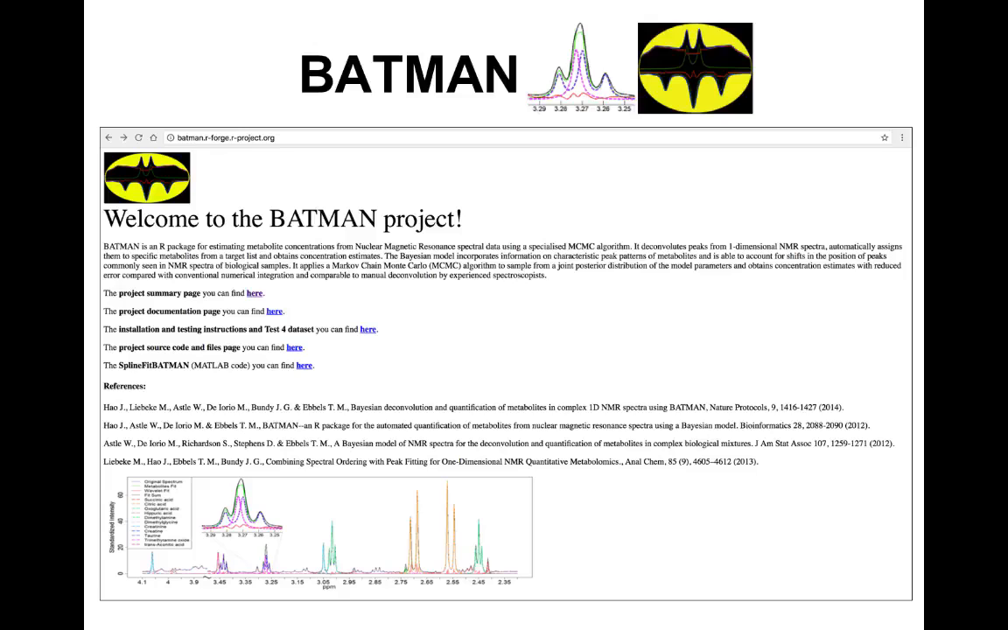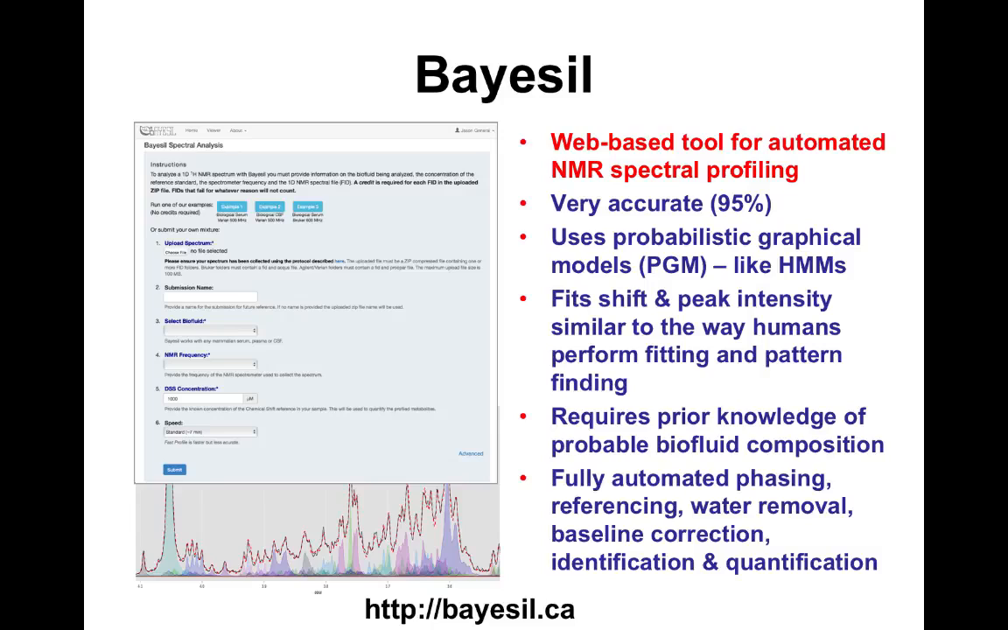This is the Batman homepage. It's probably been updated somewhat. It uses a Bayesian technique to help with spectral peak fitting. There are other tools that have more recently appeared, I think one is called R-Dolphin. But Batman was one of the early ones, and another early one is Basil. Basil is appealing because it's a web-based tool, so you don't have to download or install anything. It's quite accurate. It uses what are called probabilistic graphical models or hidden Markov models.